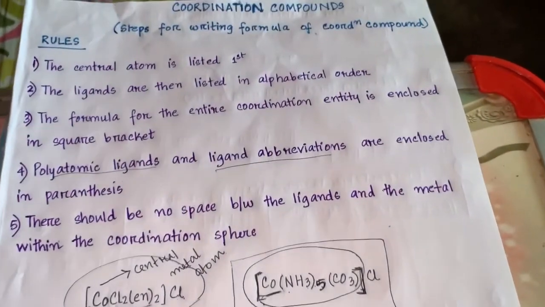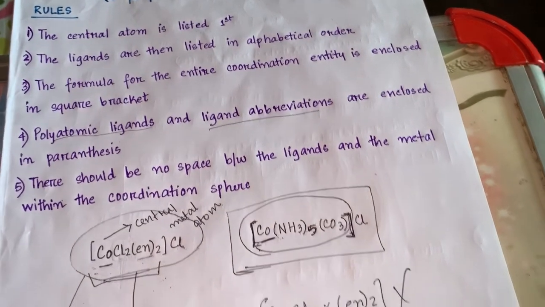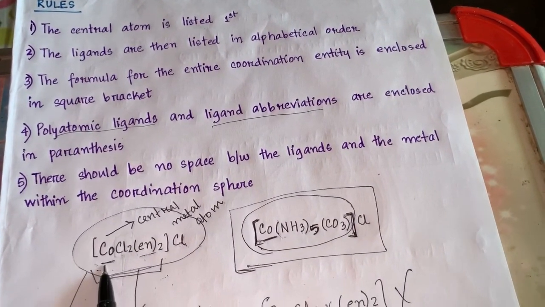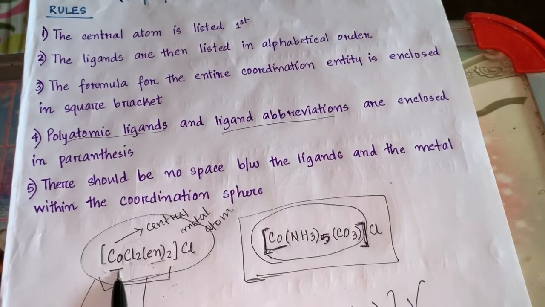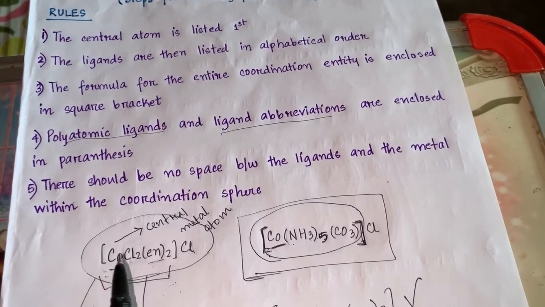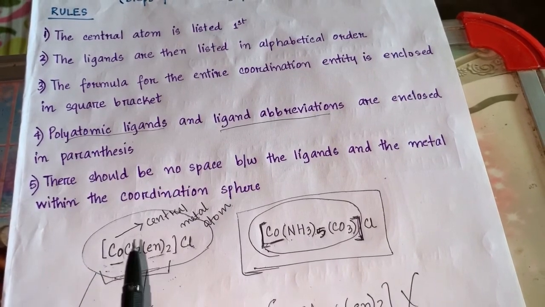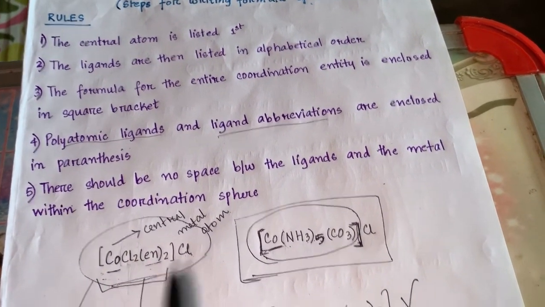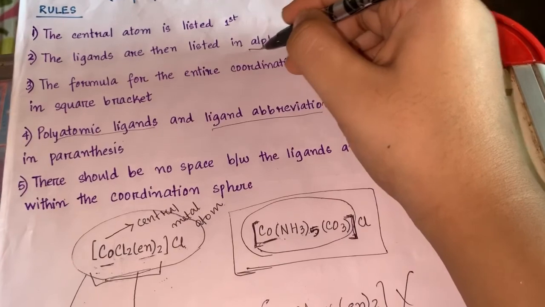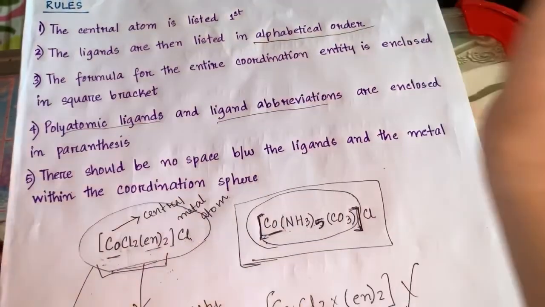And these are the steps which we have to keep in mind. Firstly, the central metal atom is always present first. Then the ligands, whatever ligands are there, have to be placed serially based upon alphabetical order. This is very important to know: the ligands have to be placed in alphabetical order.